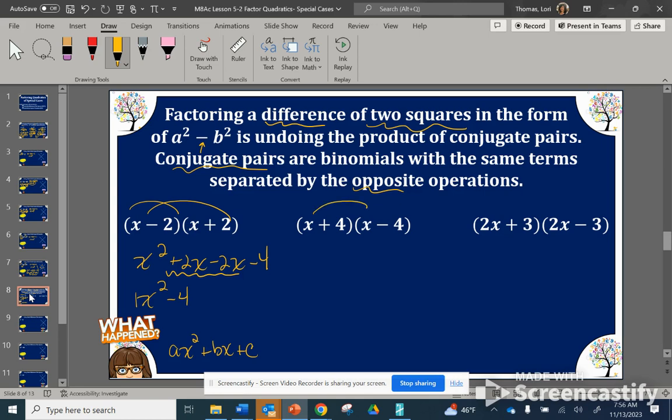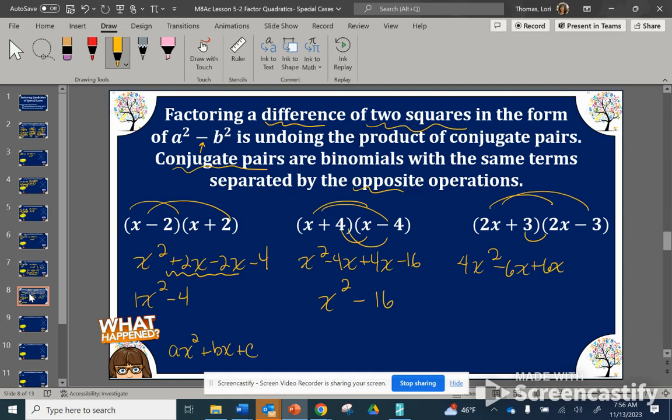Okay, now let's multiply x plus 4 times x minus 4. And again, we're going to see our two middle terms are opposite, so they are going to cancel out. So this is a difference of two squares. And our last example here. So we have a perfect squared minus a perfect squared.